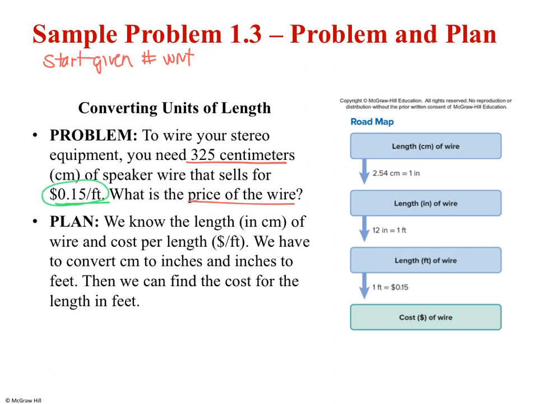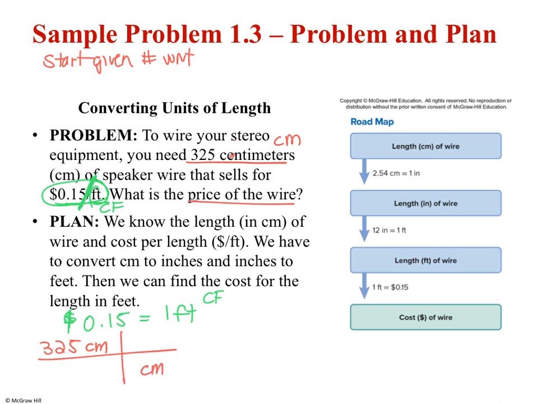Do you see that this is a conversion factor? Do you see you have two different units? You have $0.15 equals 1 foot. If you don't have a number in front of there, that's a 1. And that slash is equal. So that's your conversion factor. That is not a given because those are two units. The dollar sign is a unit. Feet is a unit. So that means you are starting with 325, and this is centimeters, cm. So that's your given. You start with 325 cm, and then you put cm on the bottom.